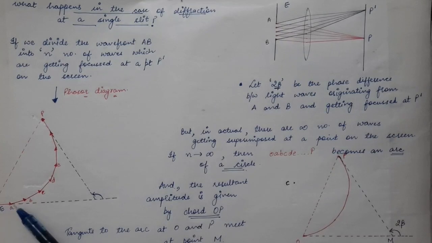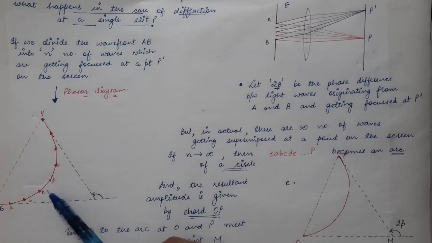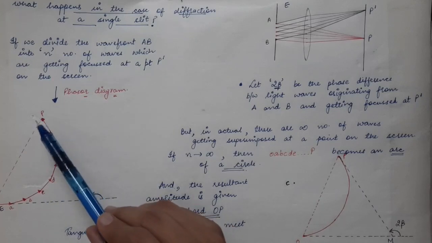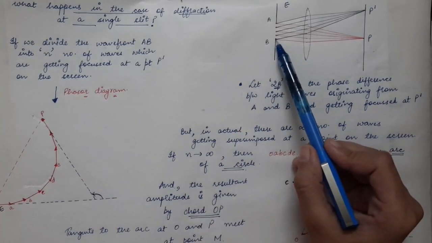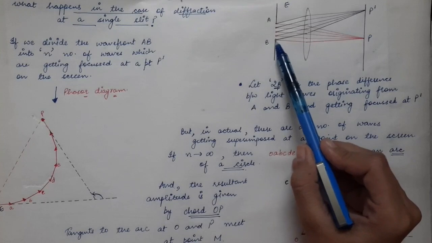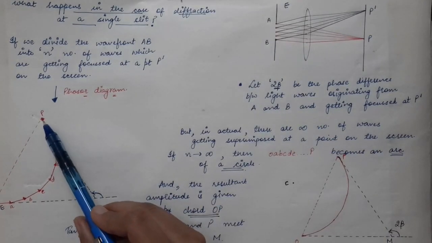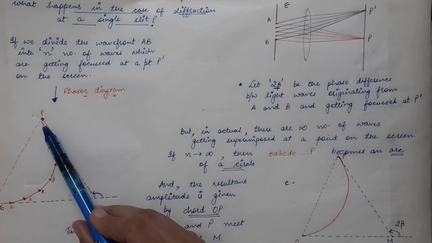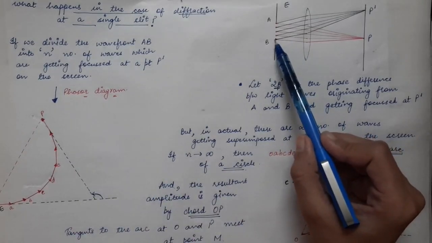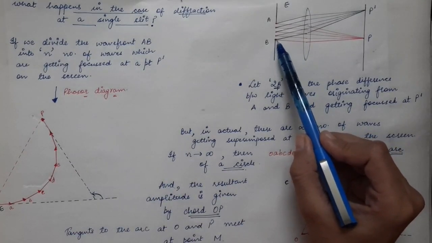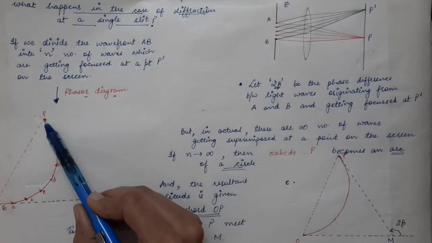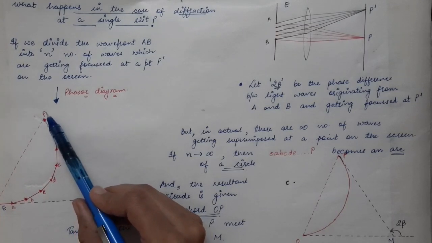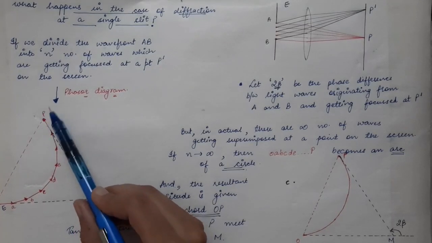So as you go from A to B point and draw the vectors, the angle of the vector with respect to the horizontal will keep on increasing. And let's say this is the last vector, which represents the wave which is coming from B point. This vector represents the wave which originated from this end point of the slit, which is the B point. This is the last vector which we will draw, and the end point of this vector is capital P.